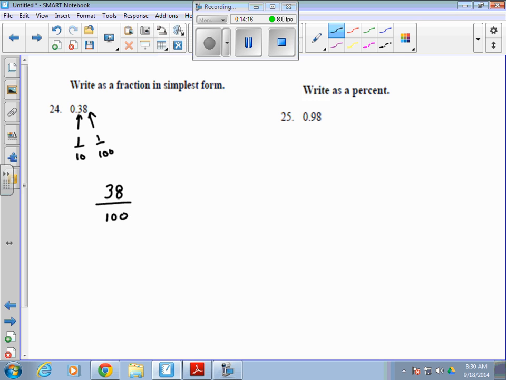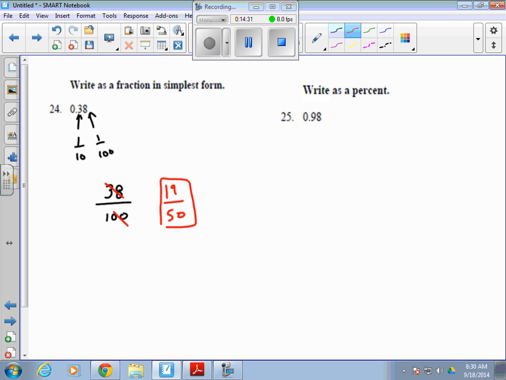That's not simplest form though, because there is a number that goes into both of those. They're both even. 2 definitely goes into them. 2 times 19 is 38. 2 times 50 is 100. There's no more numbers because 19 is a prime number.